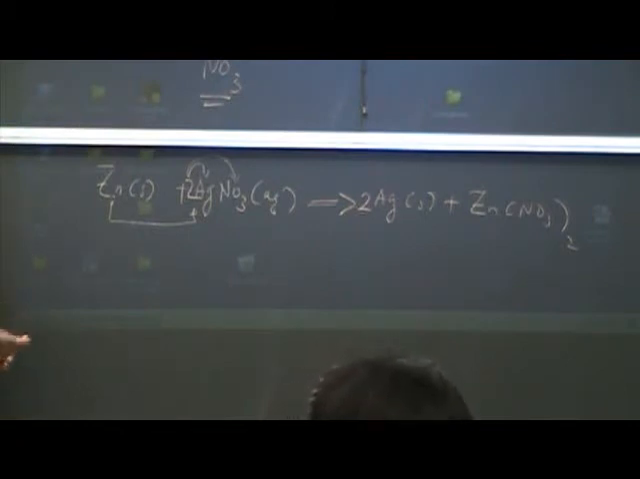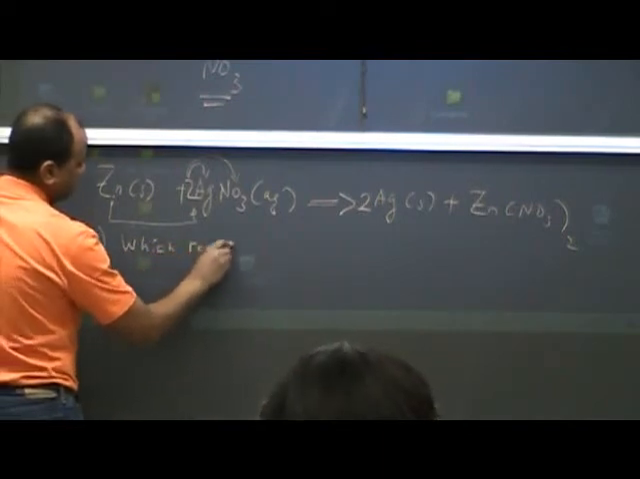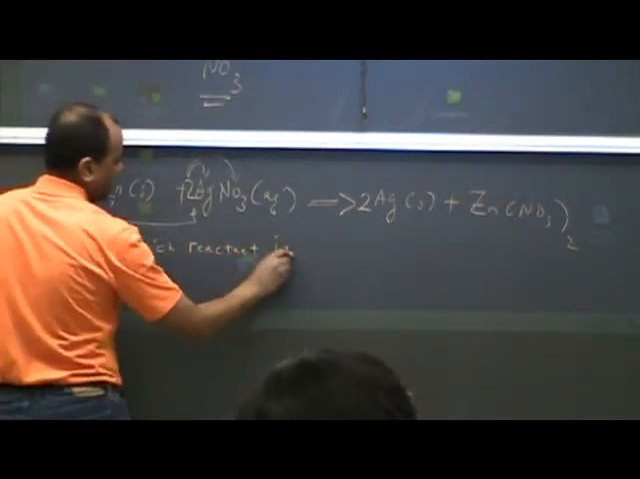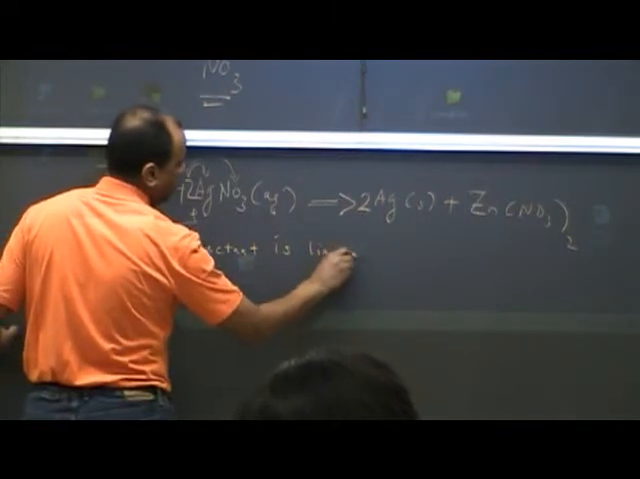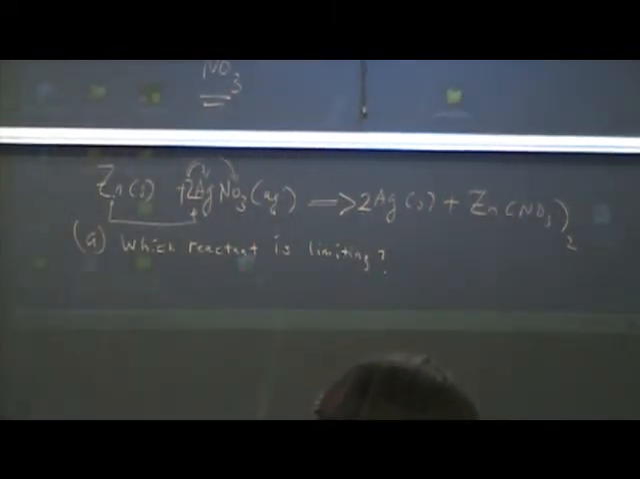What was the first? Which reactant is limited? A limited reactant. How do you answer this question? Which reactant is limited? We find the atomic mass for zinc and then silver nitrate. And then you do crisscross.